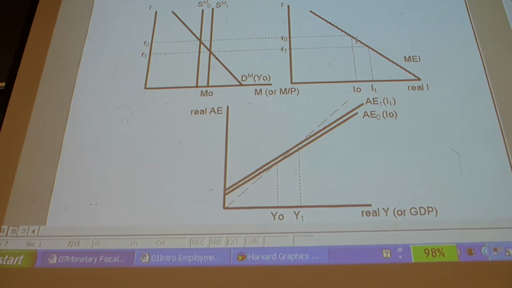Now, by the way, one of the things is this marginal efficiency of investment. Now, what happens, you could lower this interest rate and you actually don't get any more investment. So I could do this, for example.